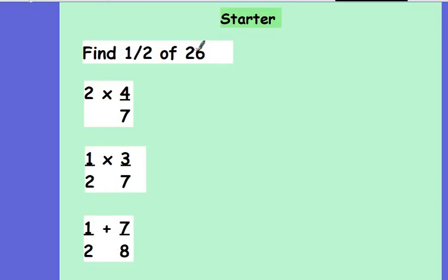Okay Felix, how do I find half of 26? What do I need to do? I need to do 26 divided by 2, very wise. 26 divided by 2 will give me 13.